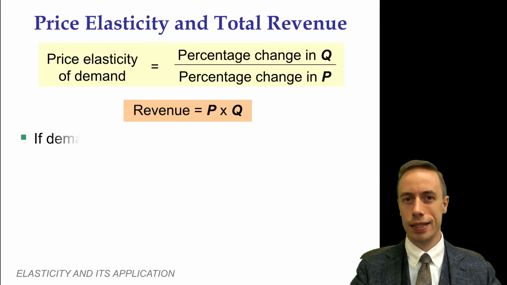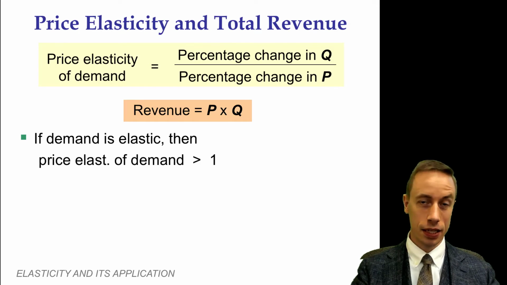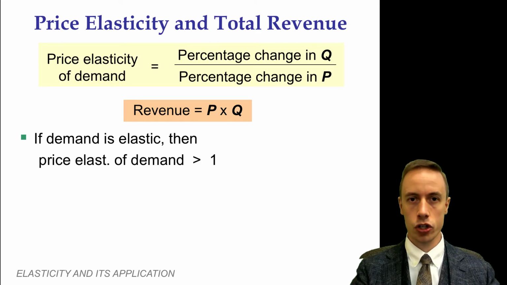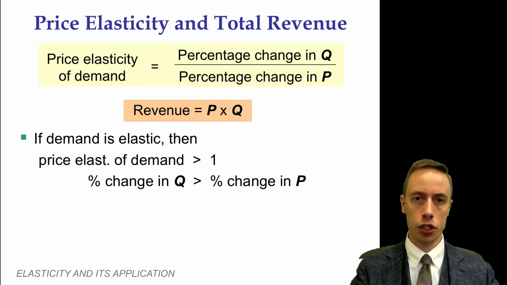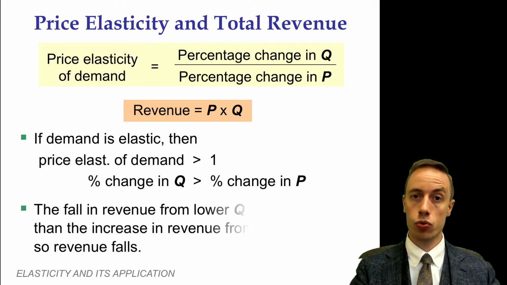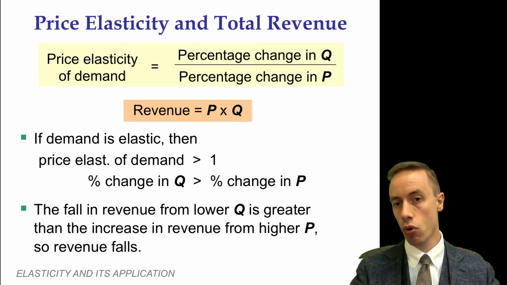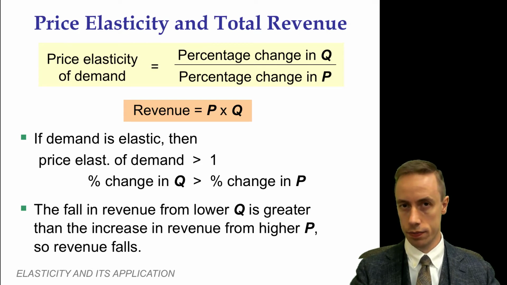If you're selling an elastic product, so remember, that means the elasticity is greater than the number 1. Or looking at the fraction, the percentage change in quantity is greater than the percentage change in price. If you're selling an elastic product, raising price will reduce revenue. That's because when you raise price, you will lose unit sales faster than you can increase price.